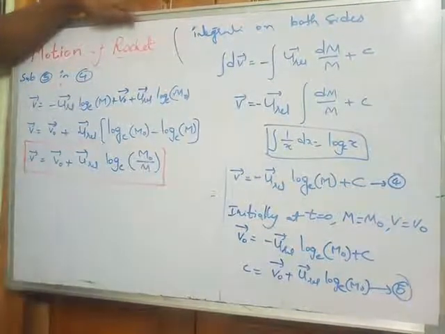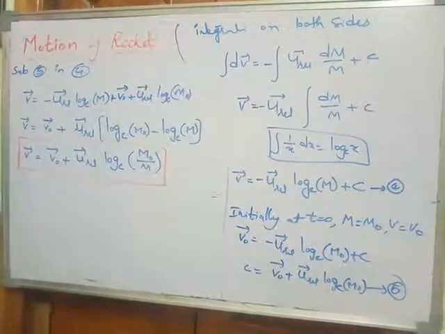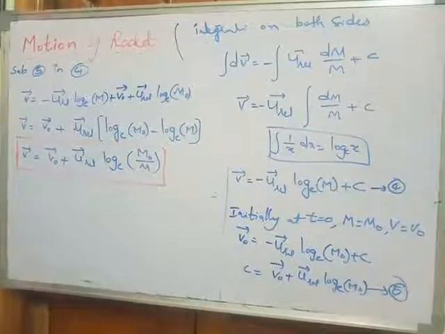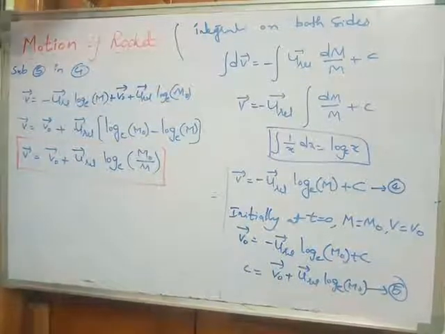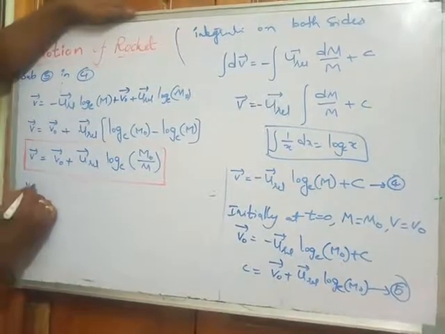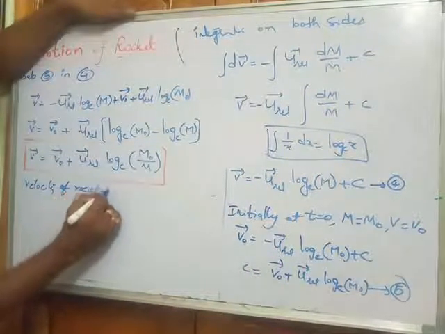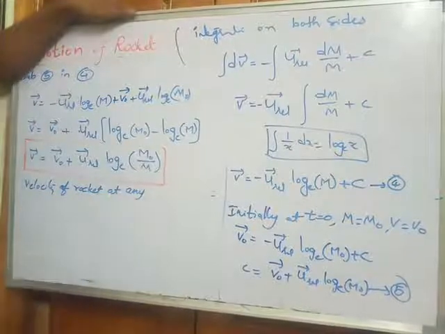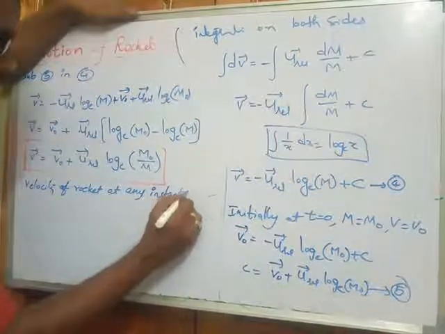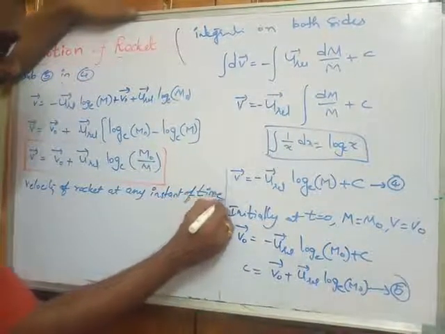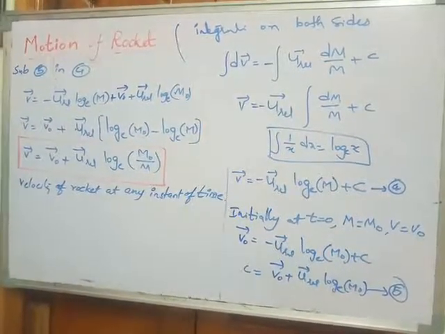This is the velocity of the rocket in the absence of external force. This is also called the instantaneous velocity, the velocity of the rocket at any instant of time.